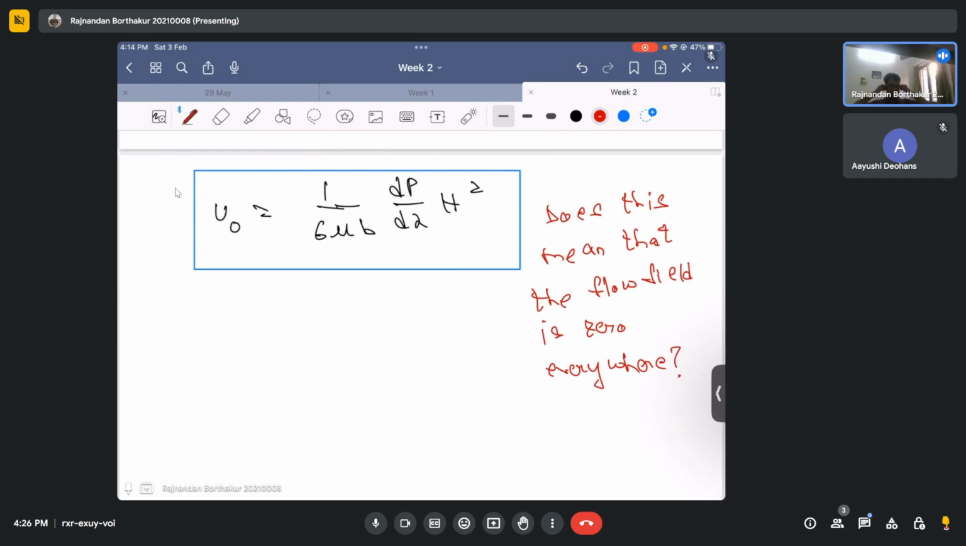Did you understand my question? What I was trying to say is that I now consider a special case where q equals 0, which means that u naught and dp dx are related in this manner. So q is 0 right now. However, does this mean that the velocity field is 0 everywhere? That is my question. Does anyone have an answer to this?